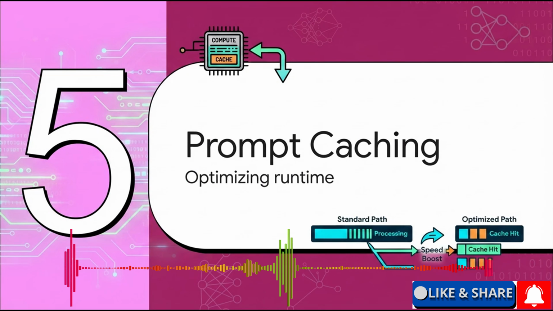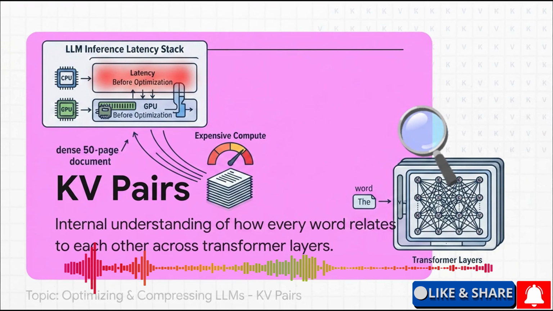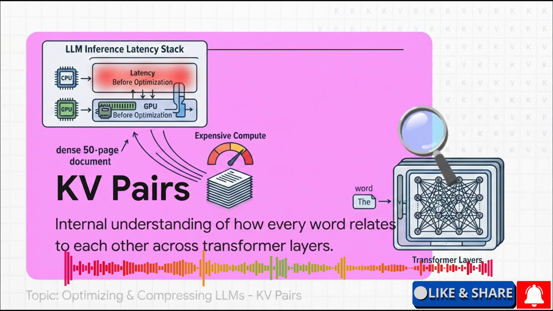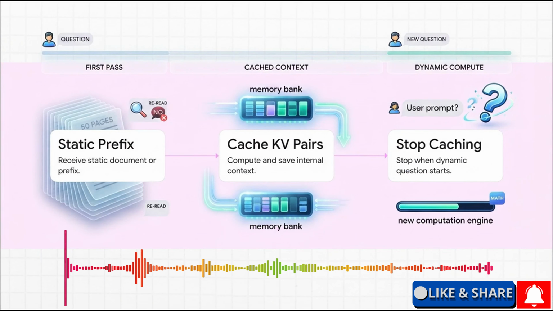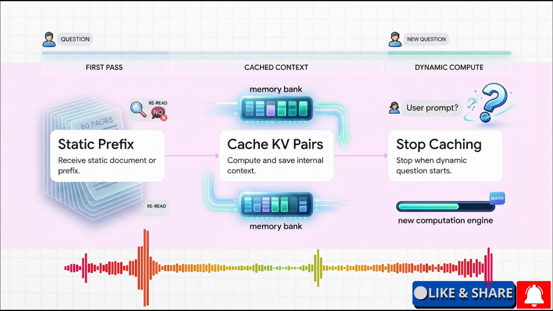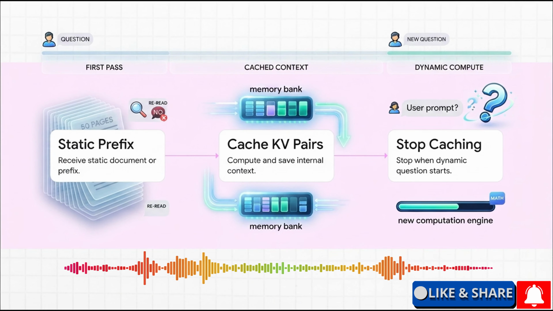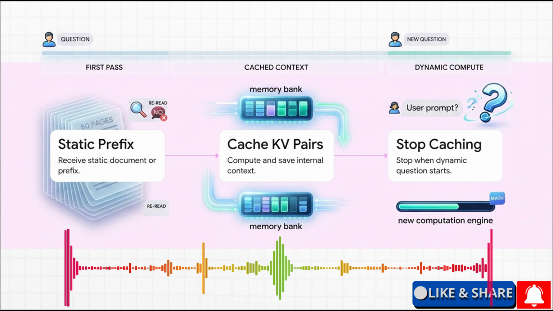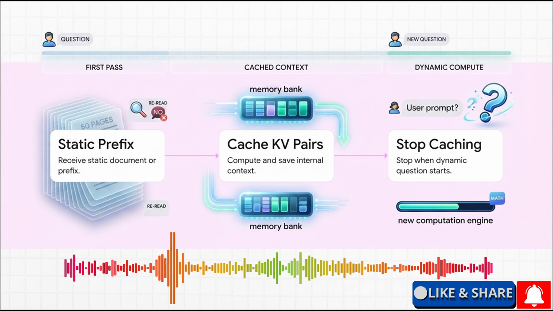Section 5. Prompt caching. Let's talk about optimizing runtime latency for the end user. Before an LLM generates a single output token, it has to compute key value, or KV pairs. This is the model's internal understanding of how every word in a prompt relates to every other word across its transformer layers. It is highly expensive, especially if you're attaching a dense 50-page document to every single prompt. Prompt caching rescues us here by saving the KV pairs of that static document. So the next time the user asks a question, the model doesn't reread all 50 pages. It just pulls the cached context from memory and only computes the math for the new dynamic question. It's a remarkably efficient way to handle multi-turn conversations.